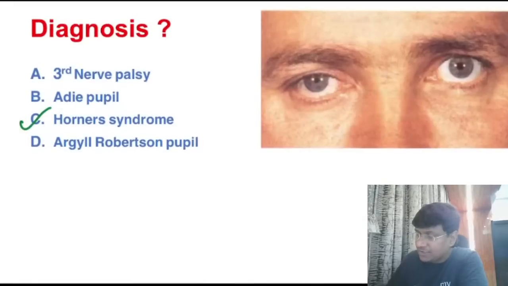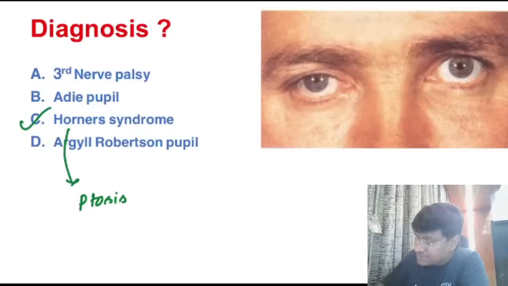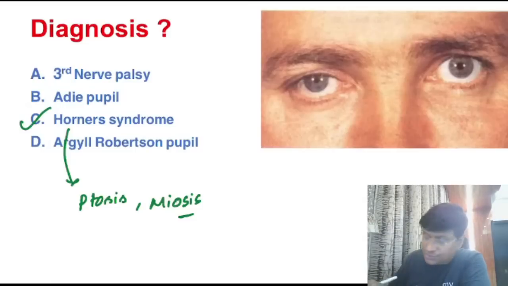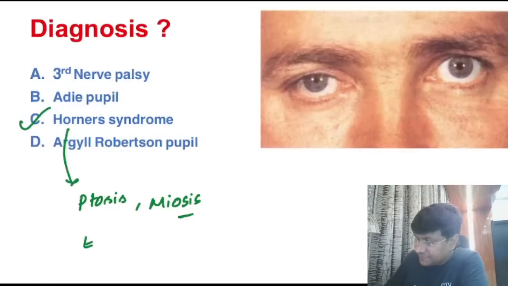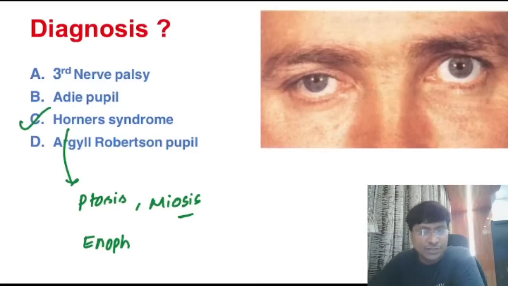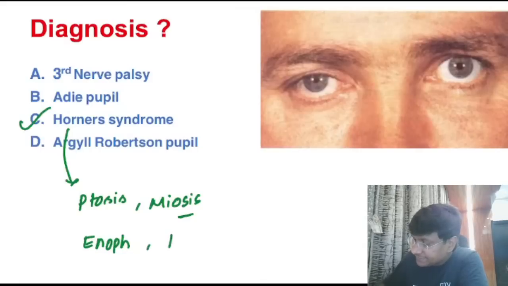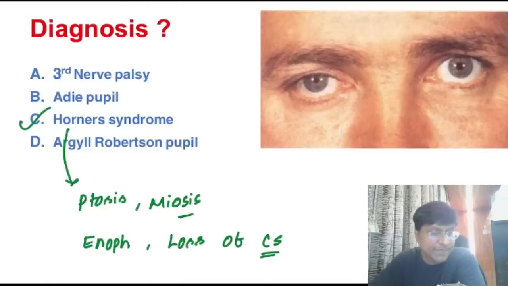So what are you observing here? The features of Horner's are that ptosis is there and miosis is there, so these two things you are able to observe. And what are the other features of Horner's? The other features will be enophthalmos, where there is inward movement of the eyeball, right? Then there will be loss of the ciliospinal reflex.